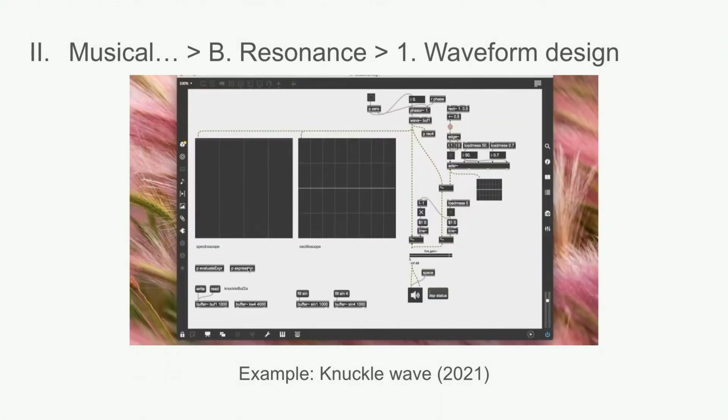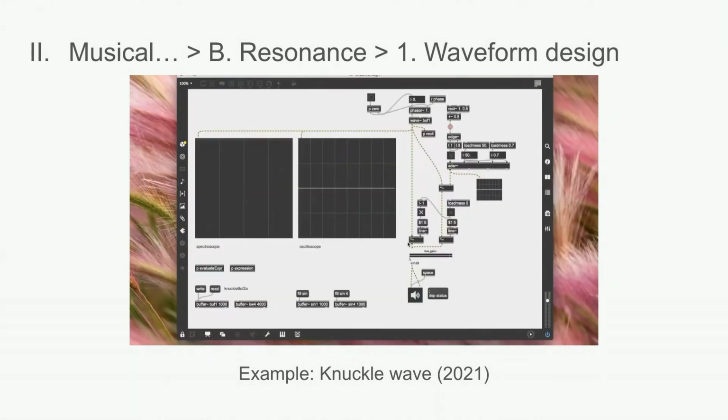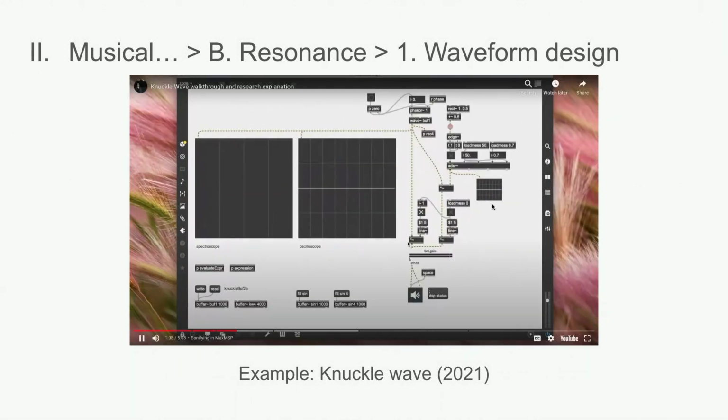Next, I brought that best fit polynomial expression from GeoGebra into MaxMSP, where I evaluated it across phase range 0 to 1, spanning 1000 milliseconds. Now I can play that 1 second long buffer at any frequency.